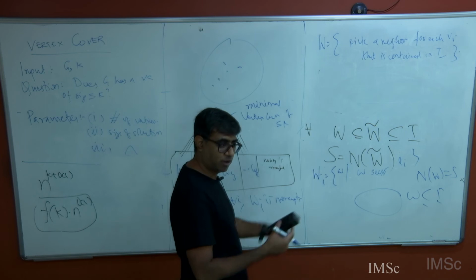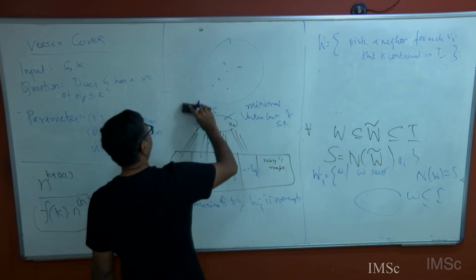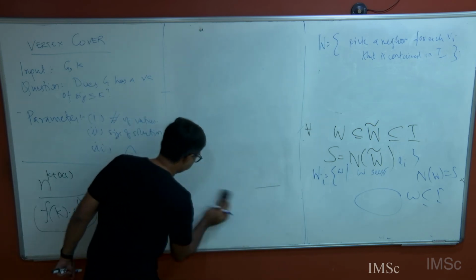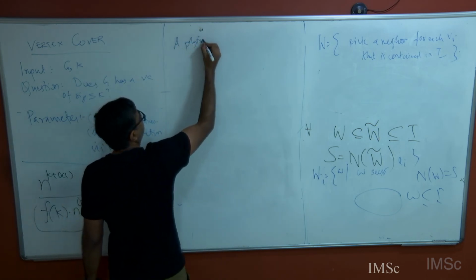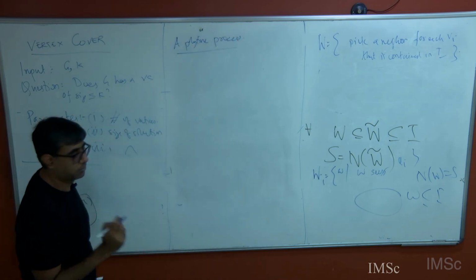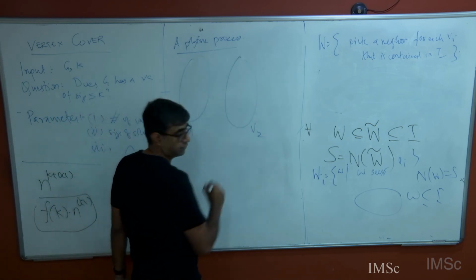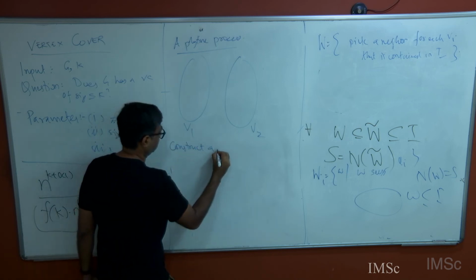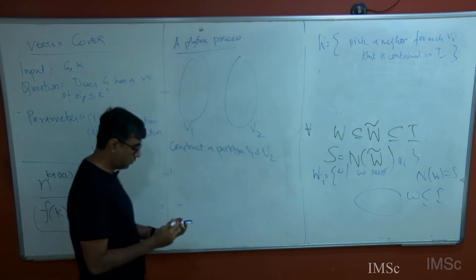So now I want a process from you. I want a polynomial time process that constructs partition V1, partition V2. What is the property? Let us see.